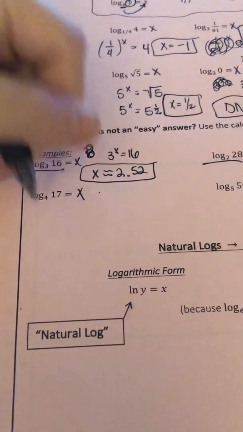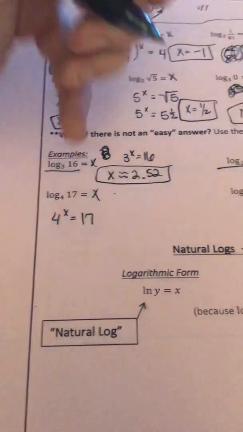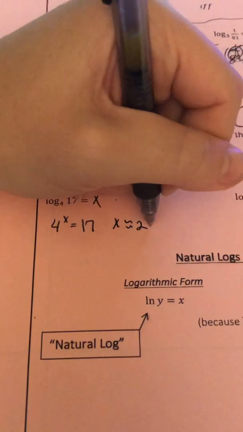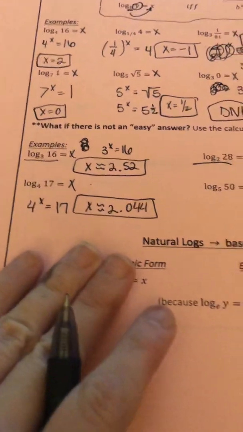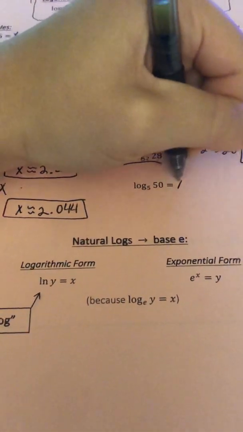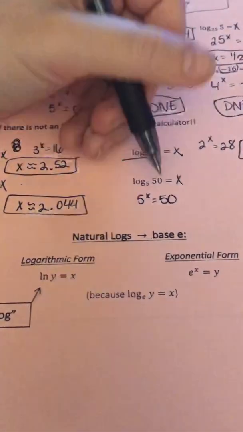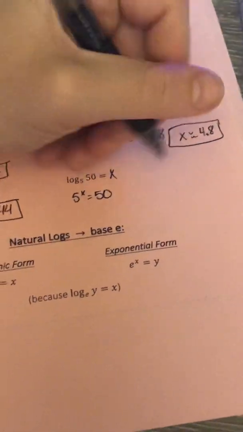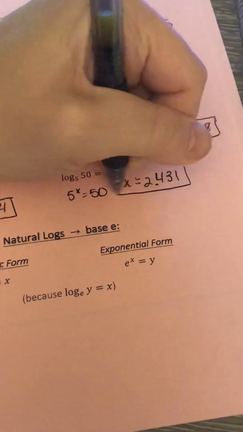So again, we have this here. We've got 4 to the x is equal to 17. Now I know that 4 squared is 16. So our value is going to be somewhere around 2, a little bit more than 2. And in this case, it's actually 2.044, somewhere around there. All right, here we have 5 to the x is equal to 50. I know that 5 squared is 25, and then 5 cubed is 125, so it's going to be between 2 and 3, probably closer to 2, and when we solve, it's actually 2.431 when you are using a calculator.